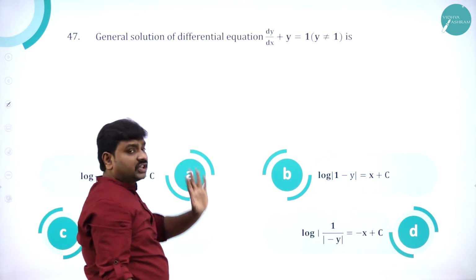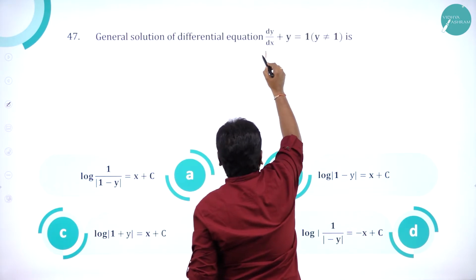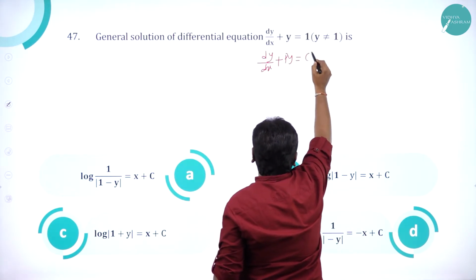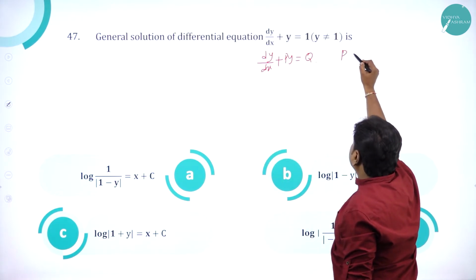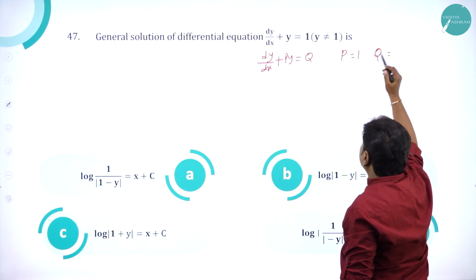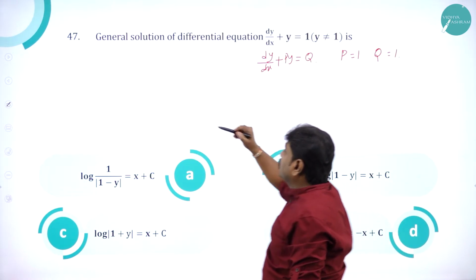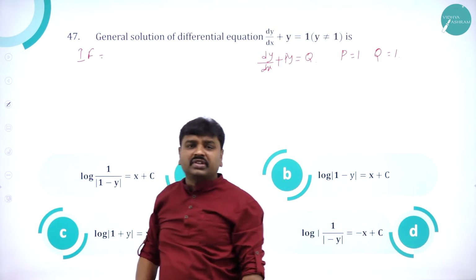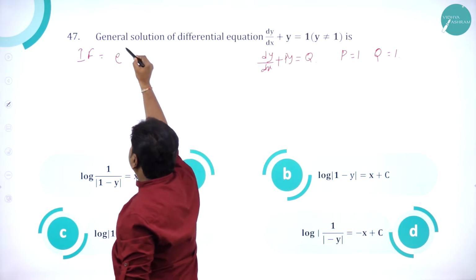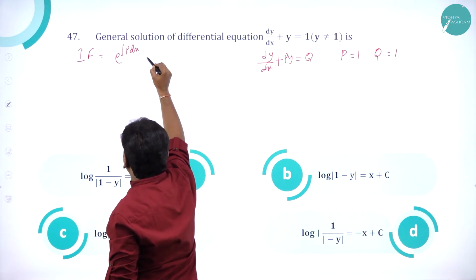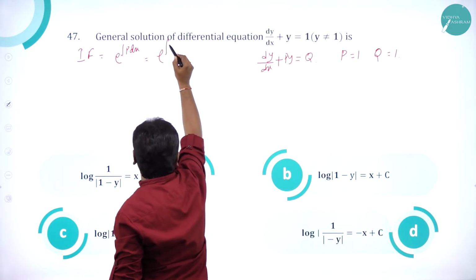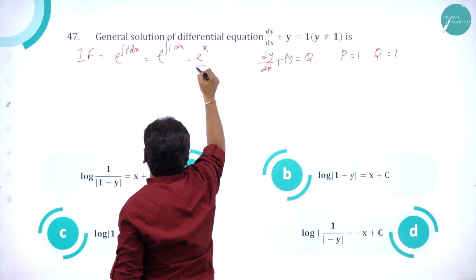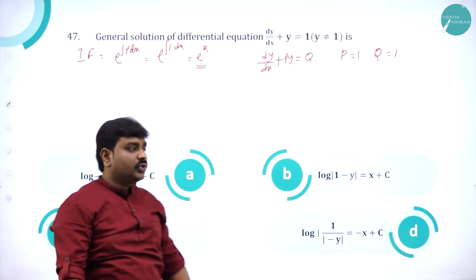They want you to find the general solution. Now, the problem is in the form dy by dx plus py is equal to q. In this, what is p? In the place of p you have 1, in the place of q you have 1. So what is the integrating factor? All of you know what is IF: e power integration of p dx. That will give you e power integration of 1 dx, which is e power x. This is the integrating factor.